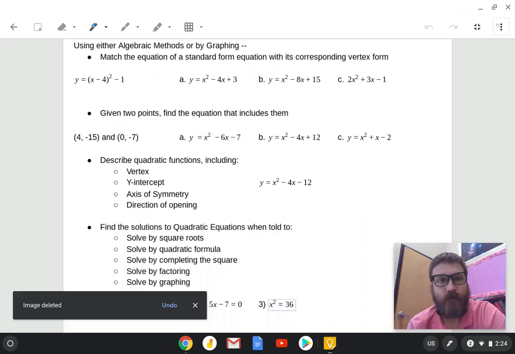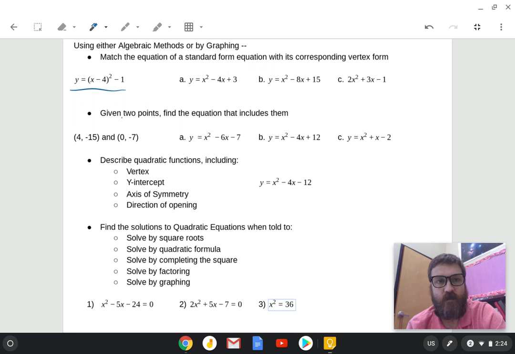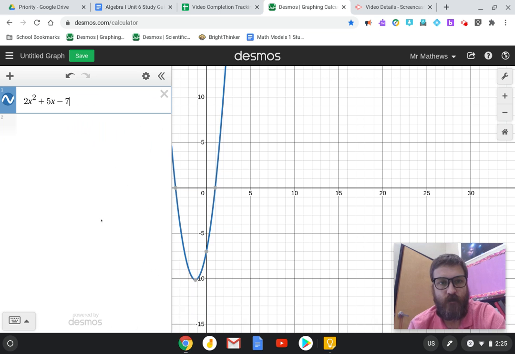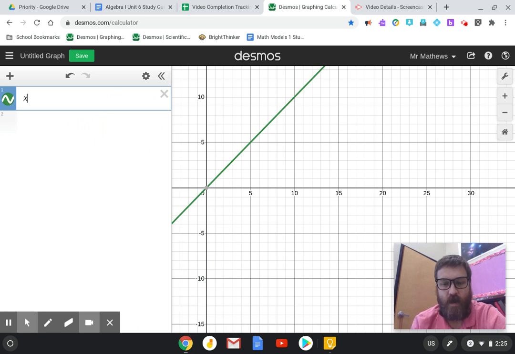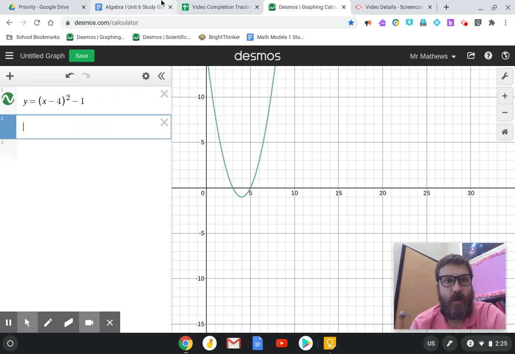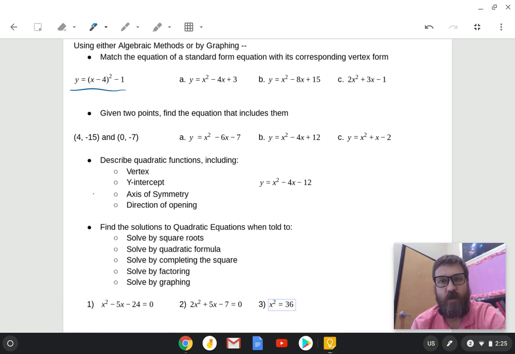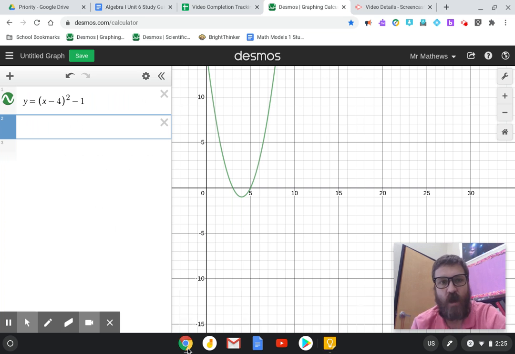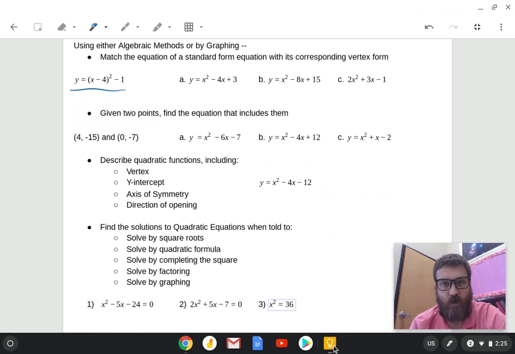And they might give us this equation here and want to know which one of the 3 options matches that equation. So what we're doing there is we're going to first type this equation into the graph, y equals (x minus 4) squared minus 1. And they want to know which one of these. So all we're doing is we're trying to see which other one of those equations gives us this same graph that we see here in green. So we'll try them one at a time.